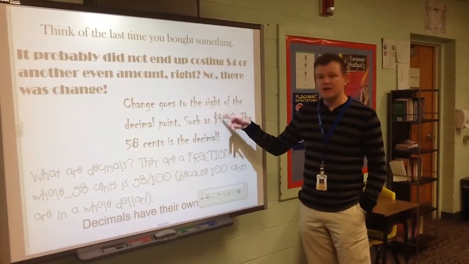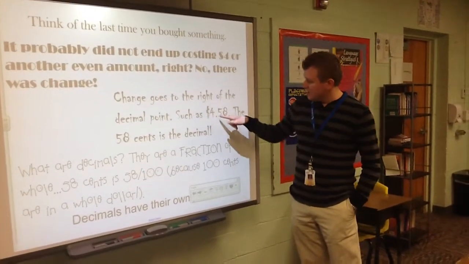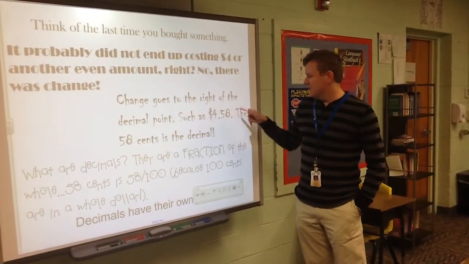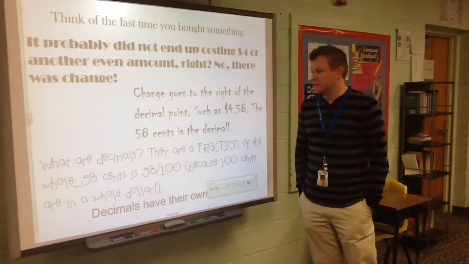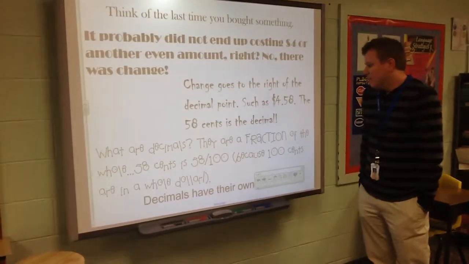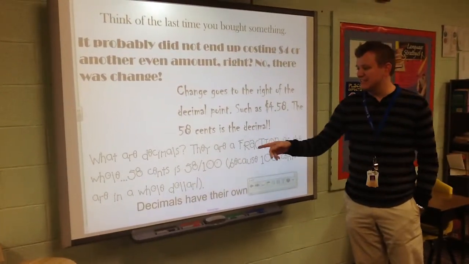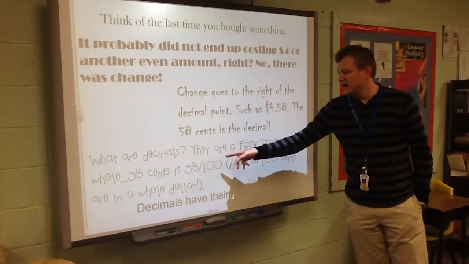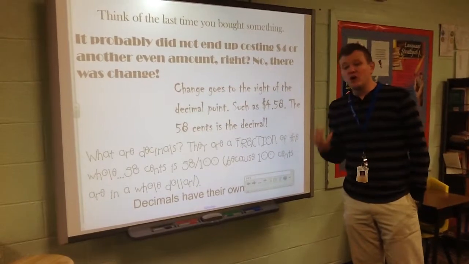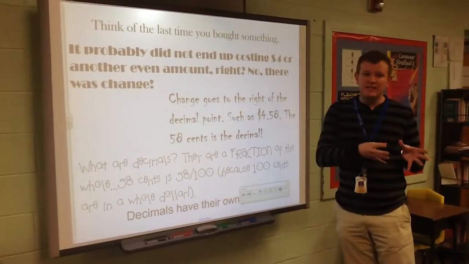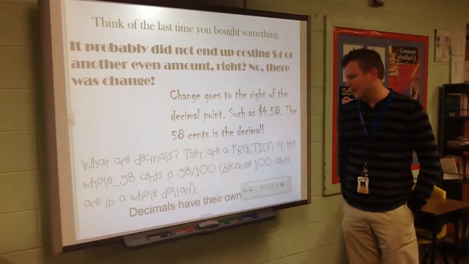Well, you have the $4, which is in the ones place, because it's four $1 bills. You have our decimal point, and then you have 58 cents. The 58 cents is the decimal. It's past the decimal. What are decimals? Well, they are a fraction of the whole. So in this example, 58 cents is 58 hundredths, because 100 cents are in a whole dollar. So 58 of the 100, that's the fraction. 58 cents out of 100 cents would be the whole.